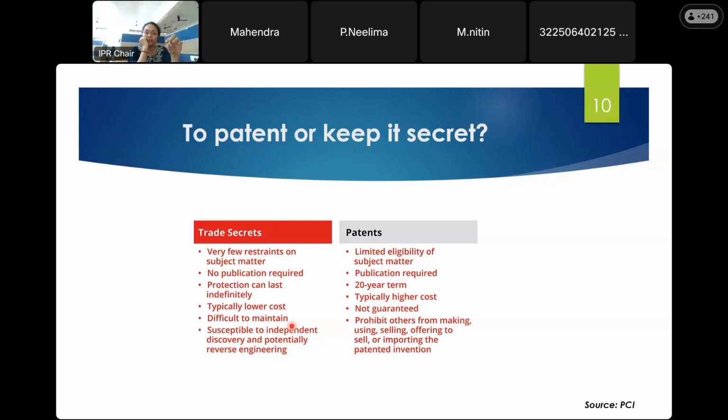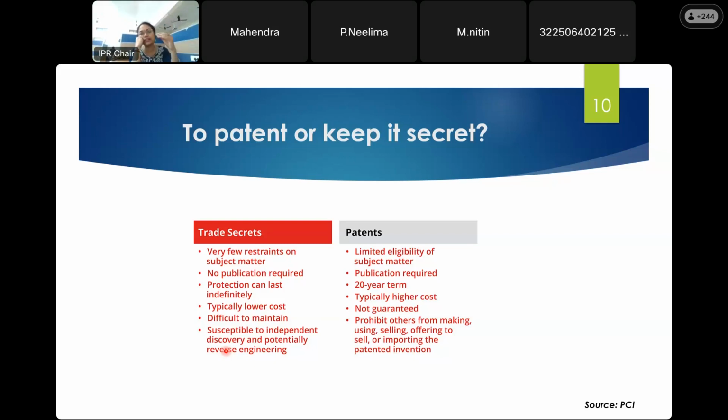But a trade secret is susceptible to independent discovery. For example, if you are very passionate about the KFC recipe, you try at your home with different spices and somehow you find the exact similar taste, then maybe you have found it. So actually, it's susceptible to reverse engineering. Anybody can try and anybody can do it. Then you might come out of your own business.